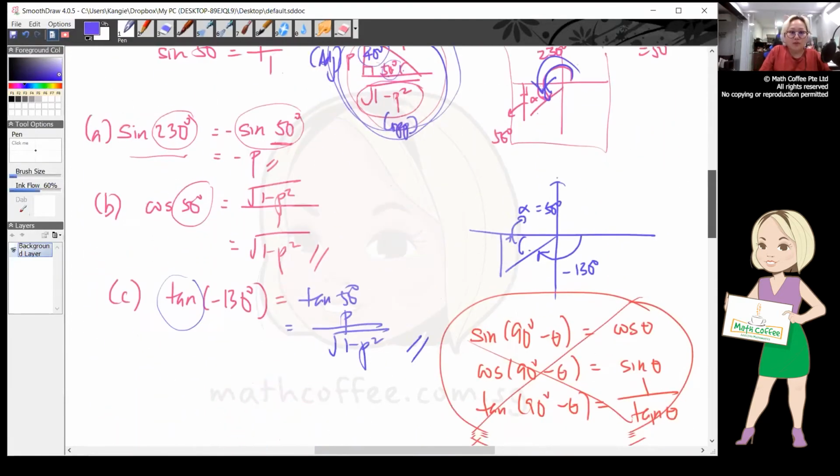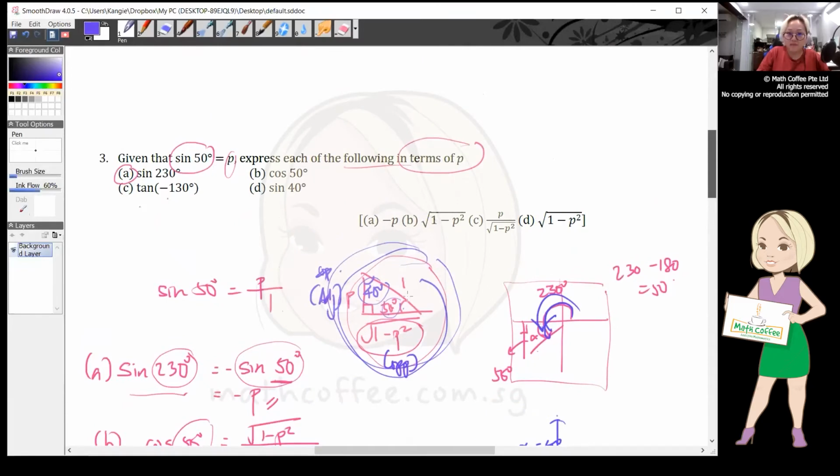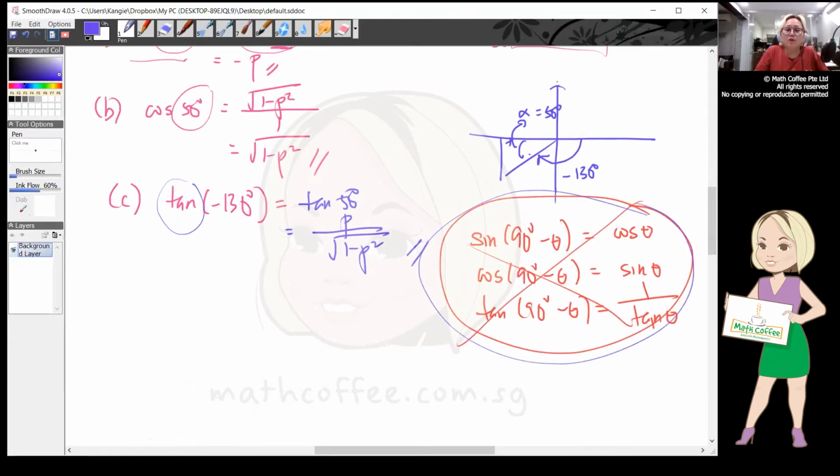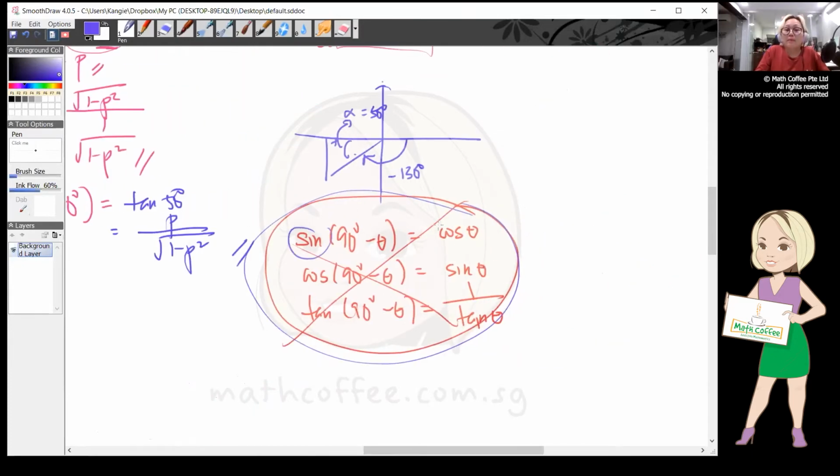So now, they ask for sine 40. So I can look at the same triangle. Okay, I write part D here. So sine 40 will be O over H. This time around, this is my O. So it will be equal to square root 1 minus P squared over H, which is 1. So it's equal to square root 1 minus P squared. So you see, I never memorized any formula. If you know this formula, sine becomes cosine because O and A swap. Tangent, O and A swap, that's why it becomes reciprocal. You understand?